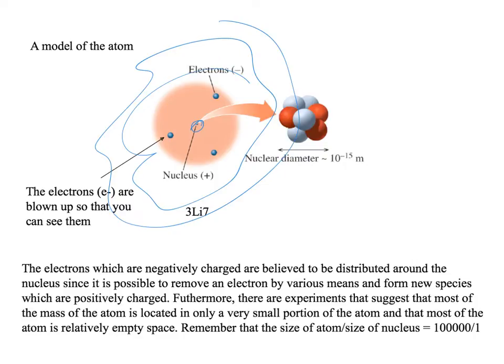Electrons, as it says, are negatively charged. They're believed to be distributed around the nucleus, since it is possible to remove an electron by various means, that would be chemical reactions, and form new species which are positively charged. Furthermore, there's experiments that suggest most of the mass of an atom is located in that tiny, tiny thing we know of as the nucleus, and the vast majority of the space is actually relatively empty. Again, think about that analogy with the football field.